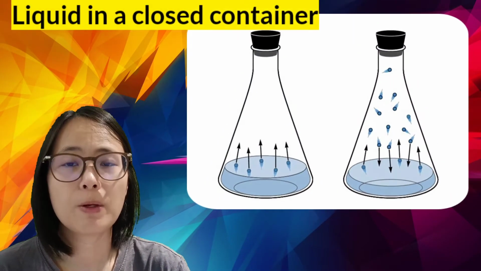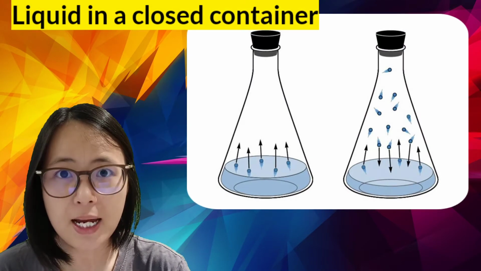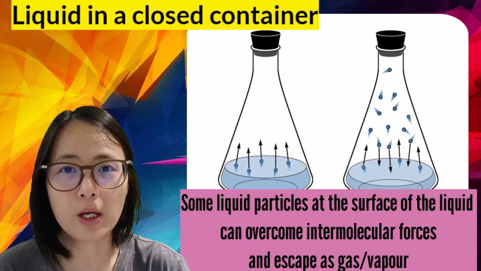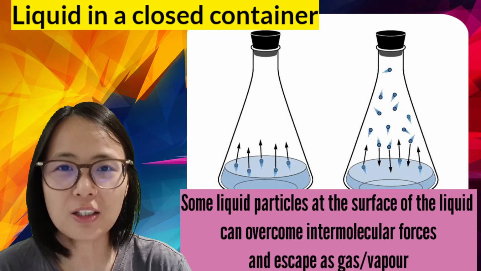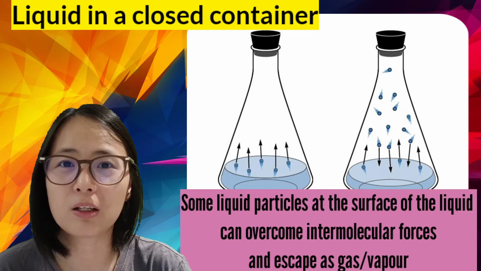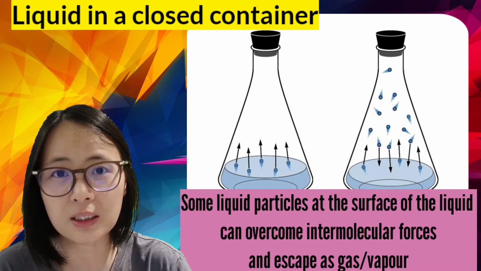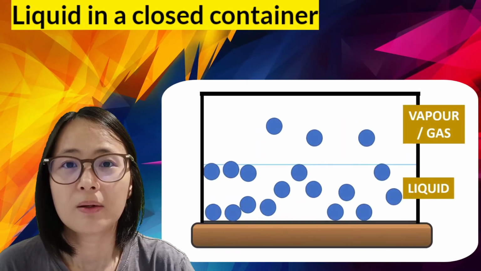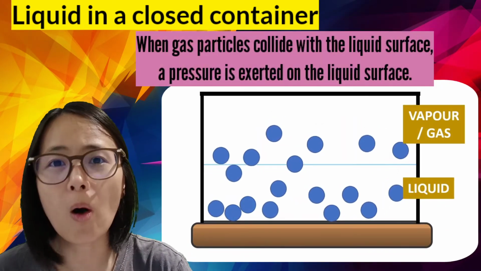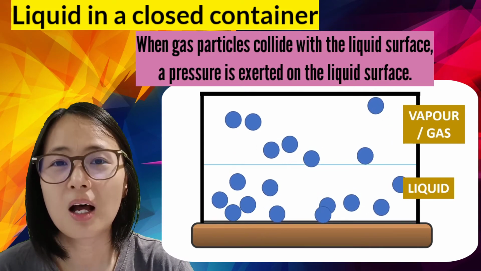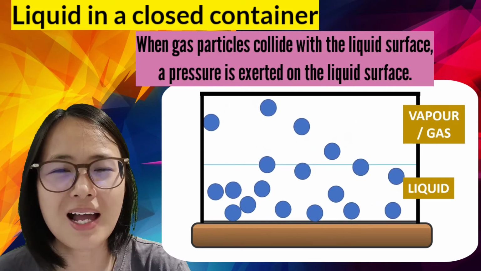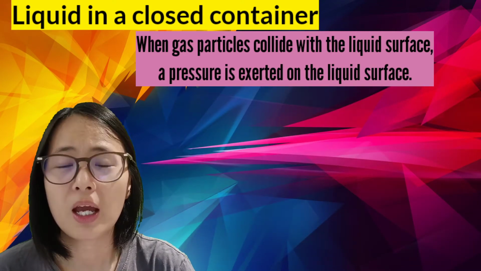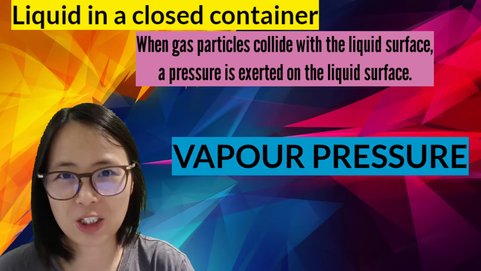When a liquid is put into a closed container, some of the liquid particles, especially at the surface of the liquid, could gain enough kinetic energy to overcome the intermolecular forces between the liquid particles and escape the liquid as gas. And the gas could collide with the liquid surface and exert a pressure. That pressure exerted by the gas particles from the liquid is what we call vapor pressure.